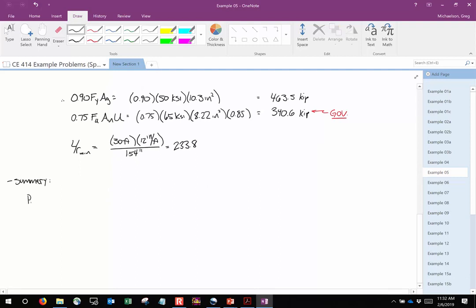All right, so what was Pu? 332. Okay. What was phi Pn? What is our design capacity? It's the 340.6. That's the one that governs. So first off, is this section valid according to strength? All right. L over R was 233.8. Okay. What I like to do at the very end is compute my efficiency.